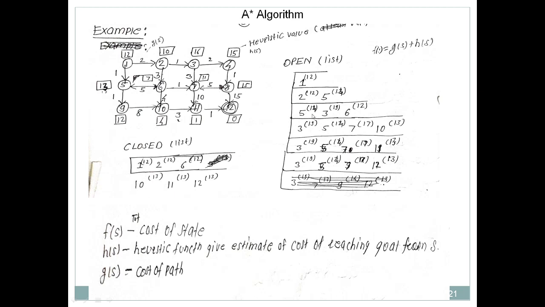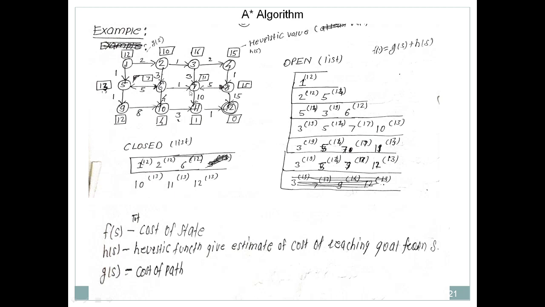Now in the open list we have 3 states: 3, 6 and 5. Which one has the lowest cost? 6 has the lowest cost, that is 12. So after that we need to consider 6. So 6 is taken from the open list and added to the closed list, and its cost is 12. After this, what are the successors of 6?